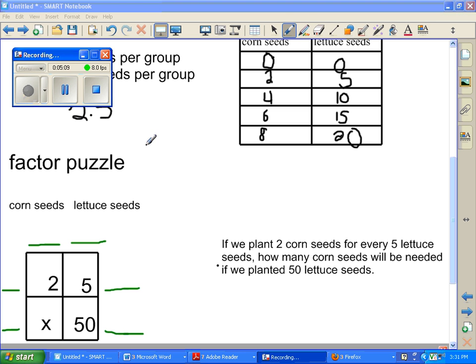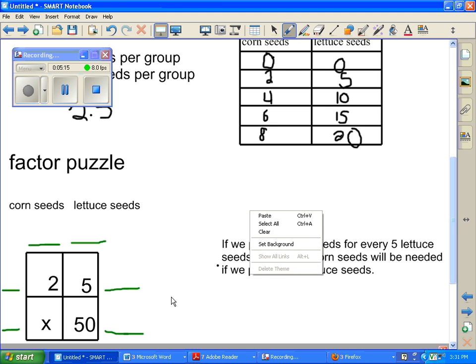One way we can solve problems with ratios is working with a ratio table, but we can also do factor puzzles. Now, I'm interested to hear what you have to say about factor puzzles. I have not used them a whole lot. I have worked with, well, we'll talk about that tomorrow. So if we have this question here, if we plant 2 corn seeds for every 5 lettuce seeds, how many corn seeds will be needed if we plant 50 lettuce seeds?